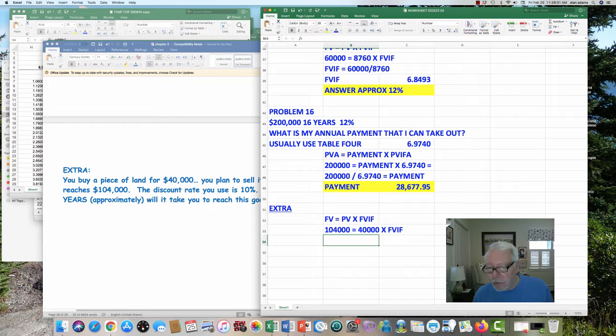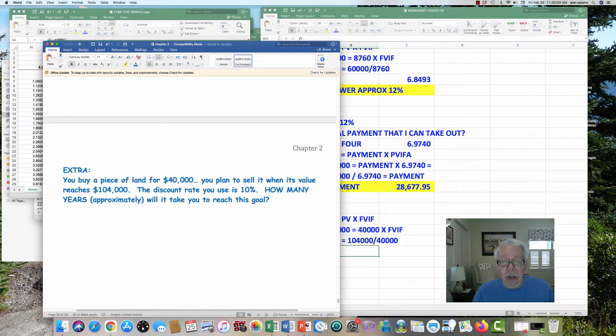All right. So to find the FVIF, we divide both sides by $40,000, and that leaves us with this. Let's see what our answer is. 2.60. All right, that's only step 1. That's not our answer. Now we go to table number 1 and use that. I have to give you the time or the rate, one of them. In this case, I have given you the rate, 10%.